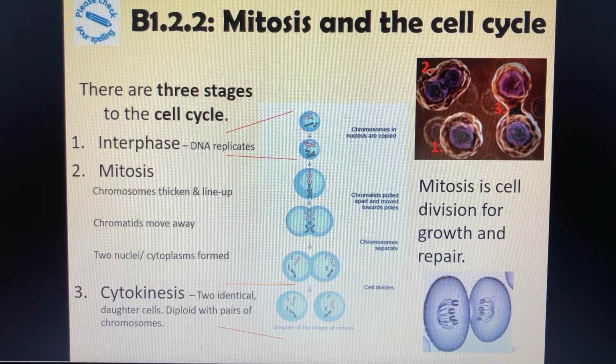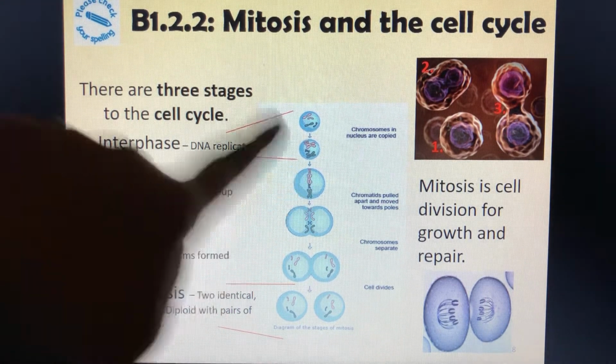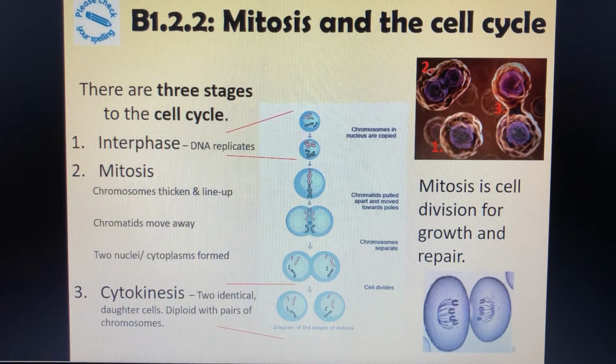Okay, then we go into mitosis. The chromosomes are copied, ready to split. You can see on this picture here, they've lined up in the middle and they split through the centromere. The centromere is that middle point that holds the two chromatids together.